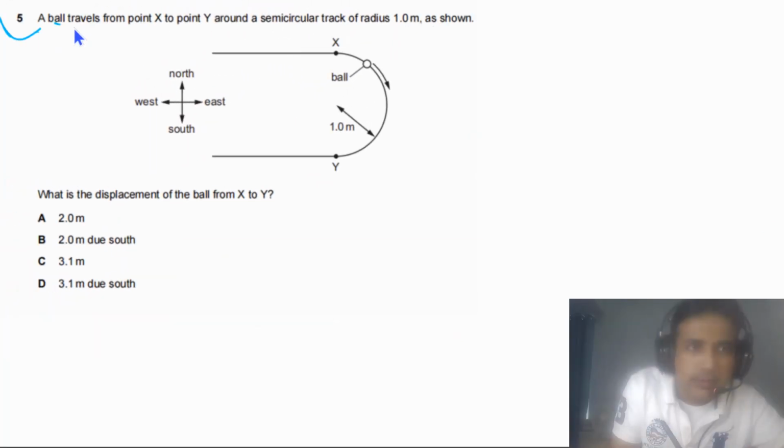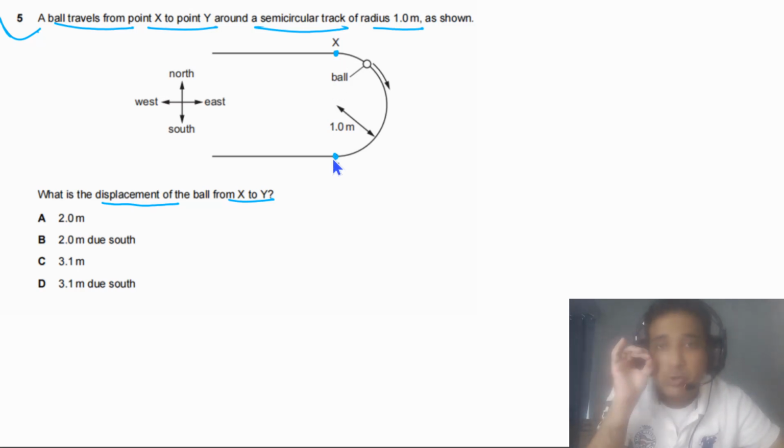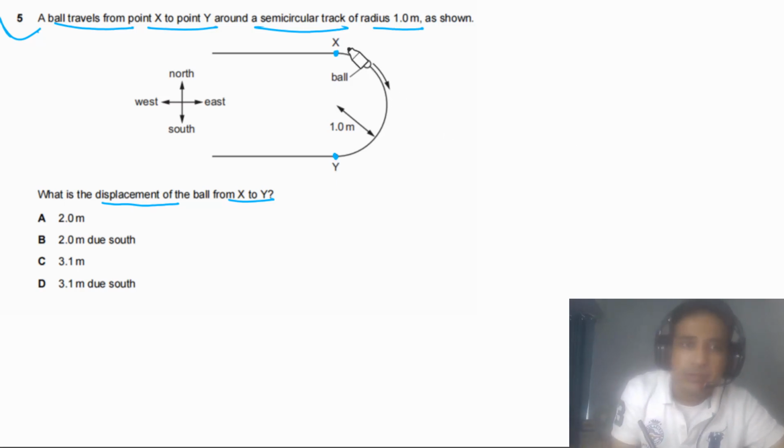Question 5 says a ball travels from point X to point Y around a semicircular track of radius 1.0 meter as shown. What is the displacement of the ball from X to Y? For this question we need to understand that this is our initial position and this is the final position, and displacement is the shortest distance between the initial and final position. It simply means that this is our displacement.